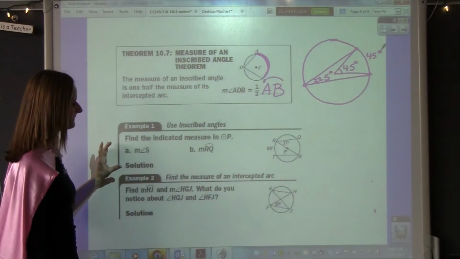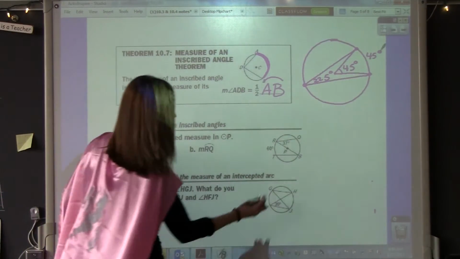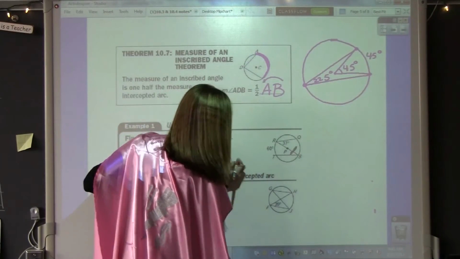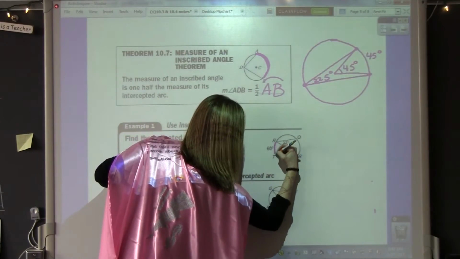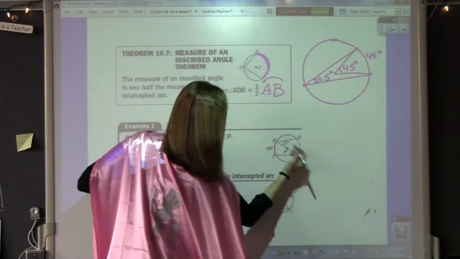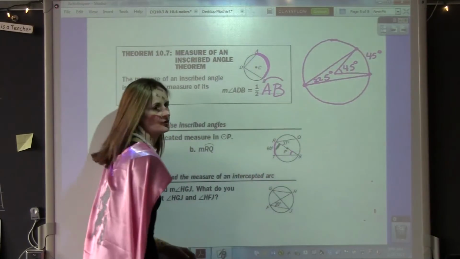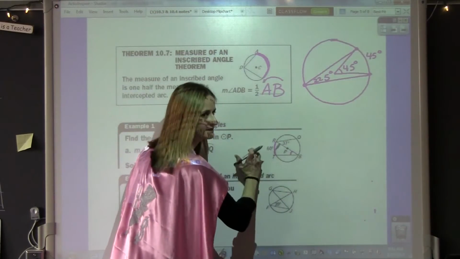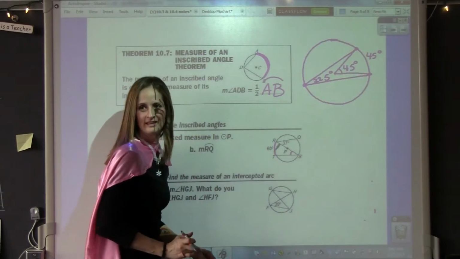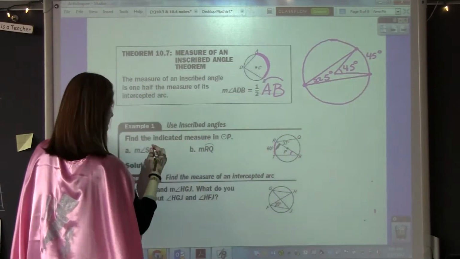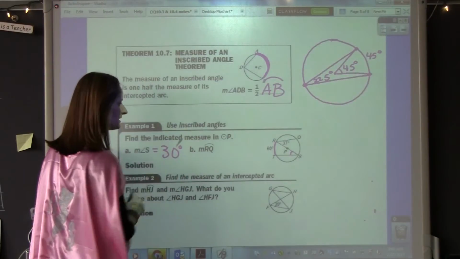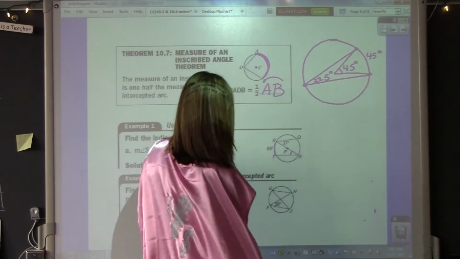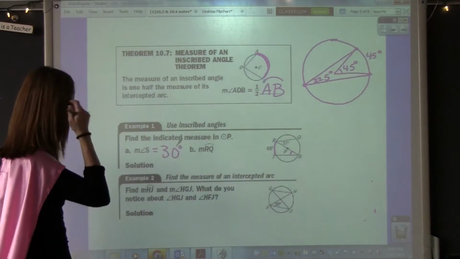All right, find the indicated measure in circle P. What's the measure of angle S? Okay. The measure of this intercepted arc, RT here, is 60 degrees. So what does the measure of angle S have to be? Half, right. So that's going to be 30 degrees. Okay, so then I'd put that on the diagram. It's kind of small for you to write.